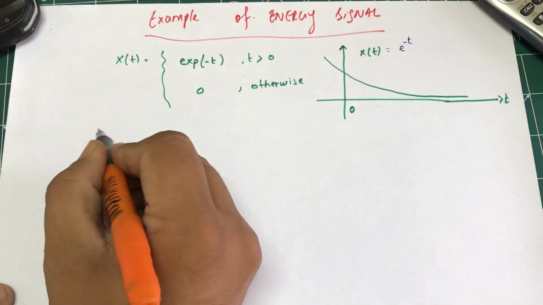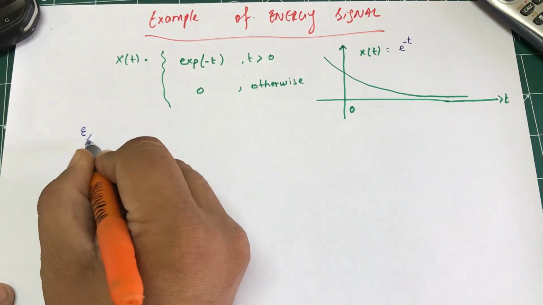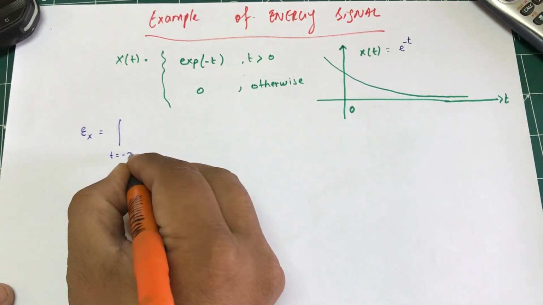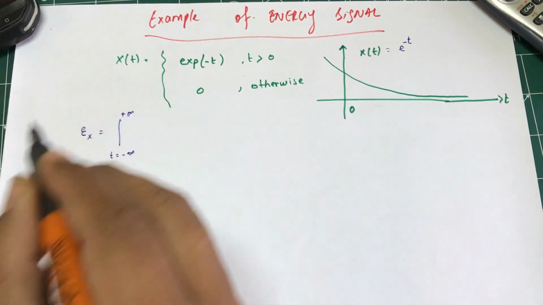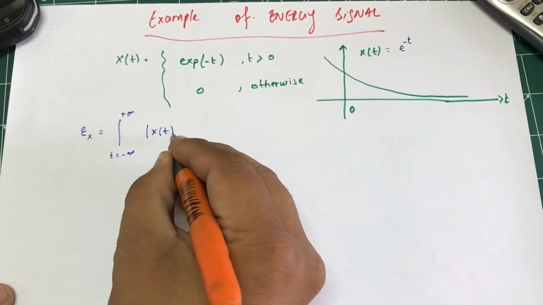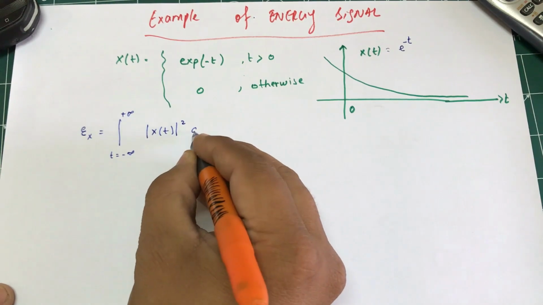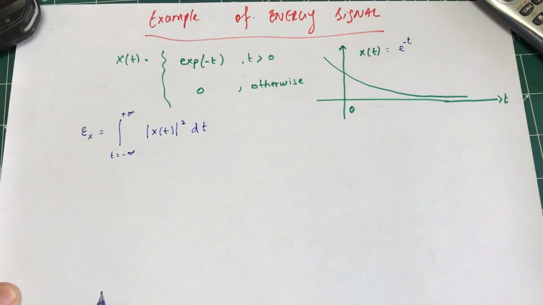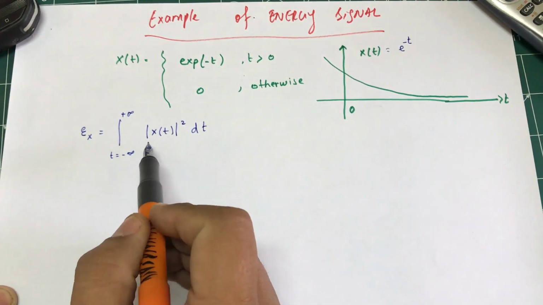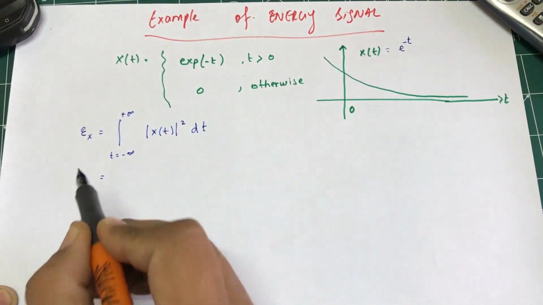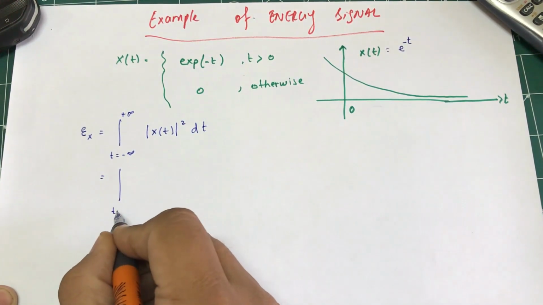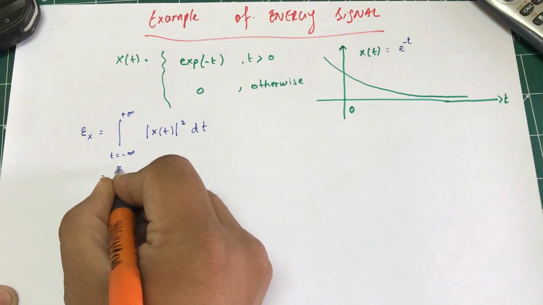So what is the definition of an energy signal? The definition of an energy signal is this: as t goes from negative infinity to positive infinity, you're taking the magnitude of this signal, squaring it, and taking the area under the curve. All right, so let's apply this signal in place of x of t. So here's what I'm going to do: t goes from negative infinity to positive infinity.